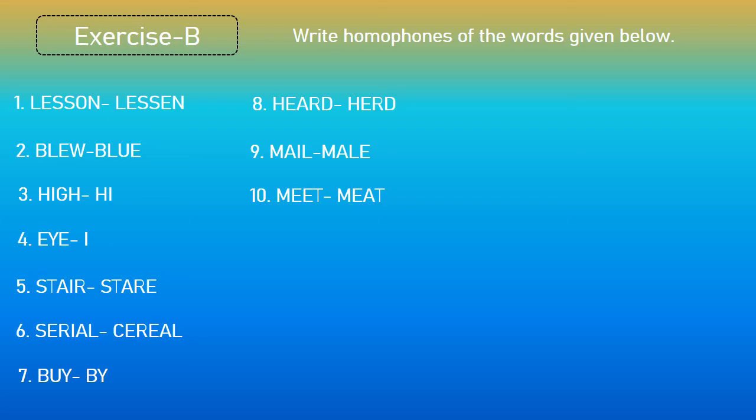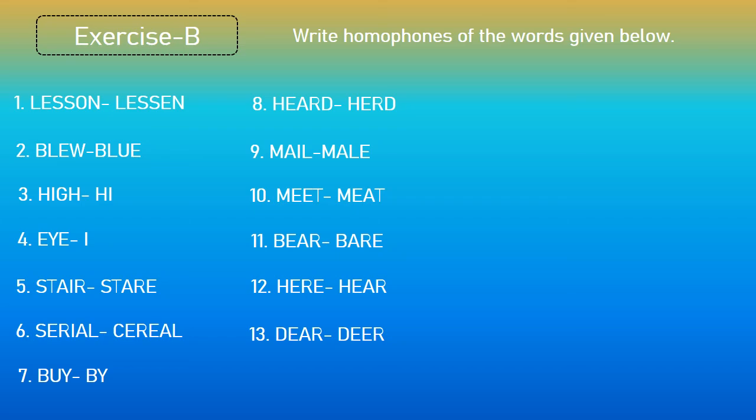Number 11, BEAR. Its homophone is BARE. Yes, which means not covered by clothing. Any part of your body which is not covered is called bare. Yes. Number 12, H-E-R-E. Here, its homophone is H-E-A-R. Here, its meaning is to perceive sounds with your ears. I hope the meanings are getting clear to everyone. Sure? Right.